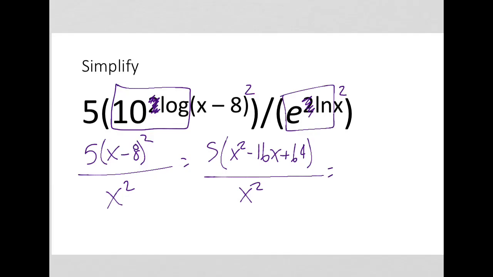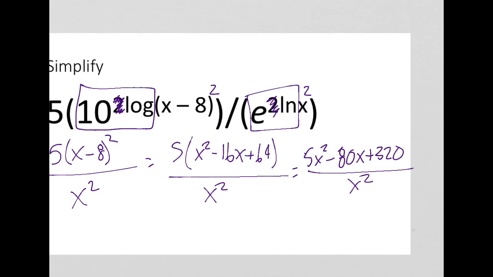And how does that simplify? Well, x squared over x squared is going to simplify to just 1 times 5 gives me a 5 minus 16x over x. I'm going about this in a weird way, so I'm going to back up and I'm going to distribute that 5 in. So I'm going to get 5x squared minus 16 times 5, which I believe would make it 80x plus 64 times 5, which is 320, and this is all over x squared.